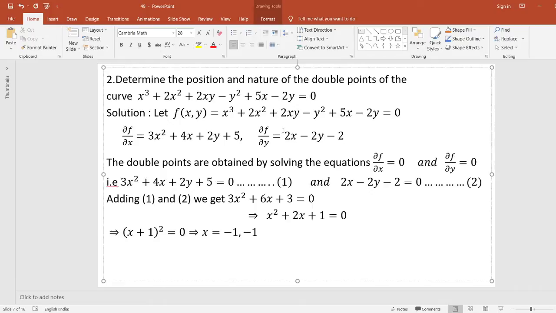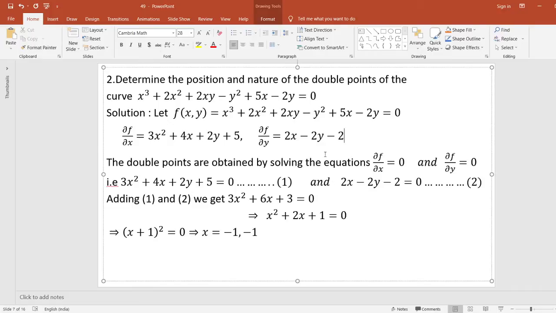Del f by del x is this, del f by del y is this. The double points are obtained by solving these equations, right? Del f by del x is equal to 0 and del f by del y is equal to 0. We know del f by del x is 3x square plus 4x plus 2y plus 5. This is the expression that is equal to 0. Consider this as equation number 1.